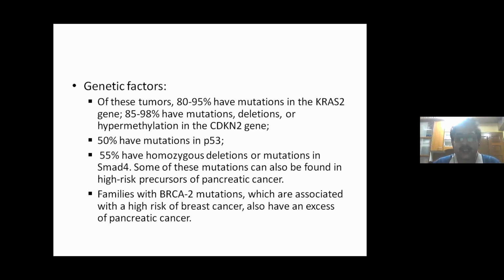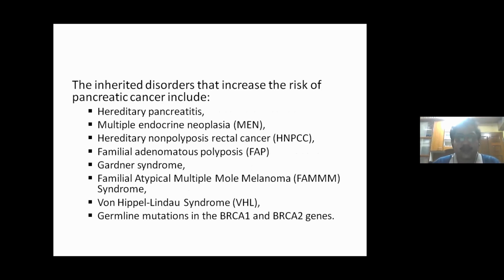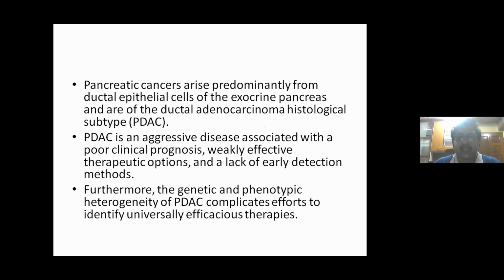Families with BRCA2 mutations, which are associated with a high risk of breast cancer, also have an excess of pancreatic cancer. The inherited disorders that increase the risk of pancreatic cancers include hereditary pancreatitis, multiple endocrine neoplasia, hereditary non-polyposis colorectal cancer, familial adenomatous polyposis, Gardner syndrome, familial atypical multiple mole melanoma syndrome, von Hippel-Lindau syndrome, and germline mutations in the BRCA1 and BRCA2 genes. Pancreatic cancers arise predominantly from ductal epithelial cells of the exocrine pancreas and are of the ductal adenocarcinoma histological subtype.